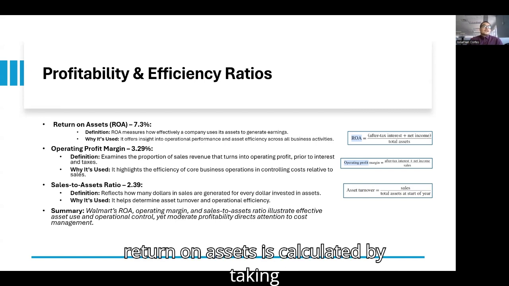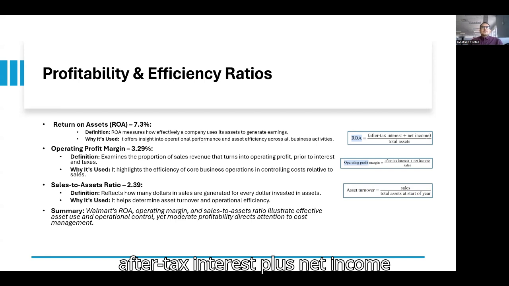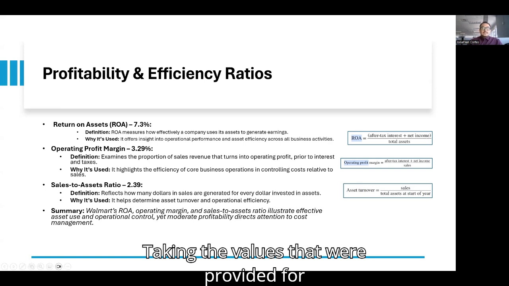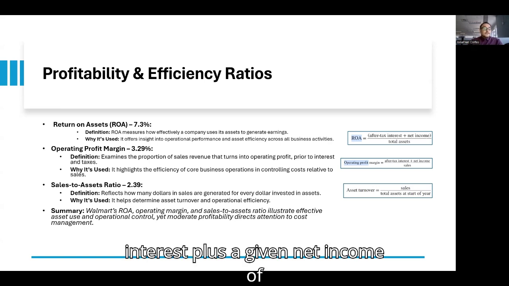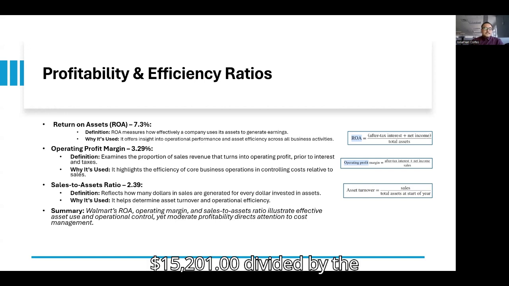According to our textbook, return on assets is calculated by taking after-tax interest plus net income divided by the total assets. Taking the values that were provided for us in the problem set, we took 1 minus the tax rate of 21% multiplied by the interest, 2,599, to take the after-tax interest plus the given net income of $15,201 divided by the total assets of $236,495 to arrive at an ROA of 7.3%, effectively meaning that Walmart makes 7.3 cents for every dollar deployed on assets.